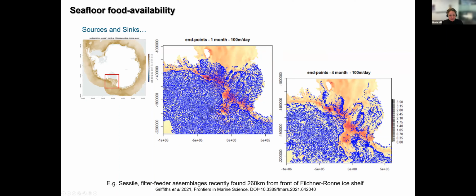Recently there were sessile filter feeding assemblages found 260 kilometres from the front of the Filchner-Rhone ice shelf, around here, when they drilled some holes for other purposes. So this is really neat stuff. So stay tuned. It's really hot off the press.